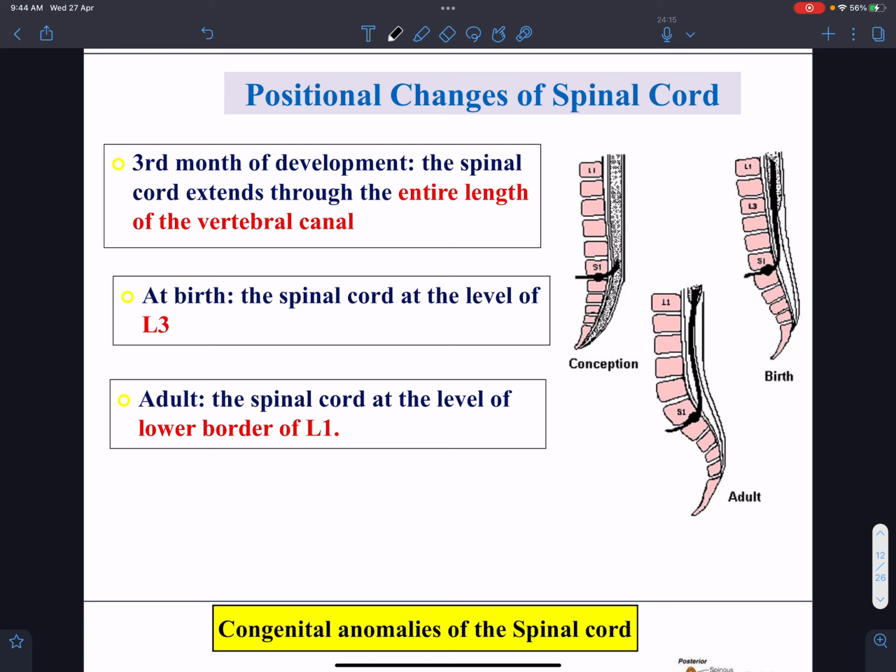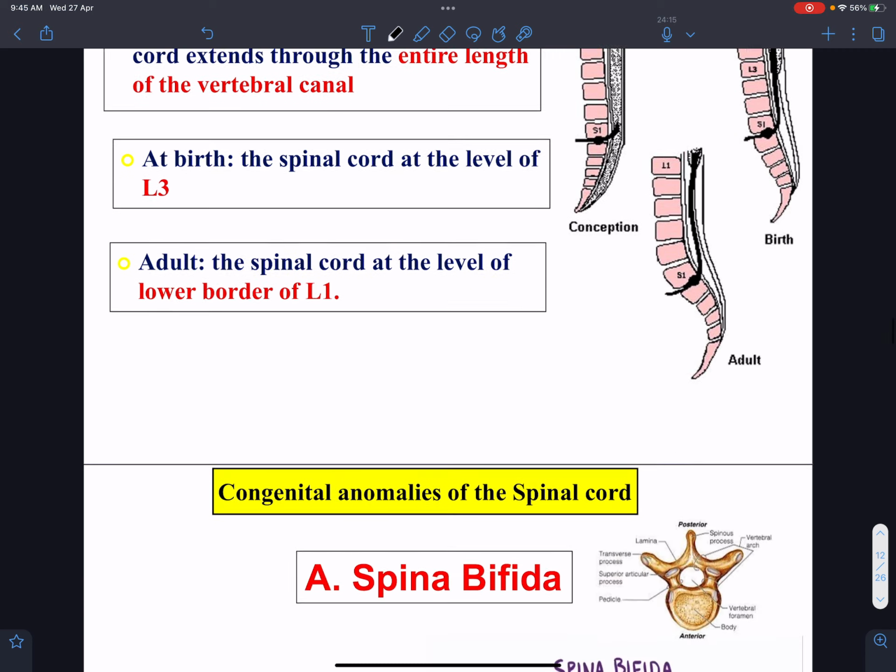But as he's born and he grows in length, thanks to his vertebral column increasing in length, the spinal cord will be at the level of L3, and in adulthood, it will be at the level of the lower border of L1. This is all important for lumbar puncture purposes, okay? That's basically positional changes of the spinal cord, all right?